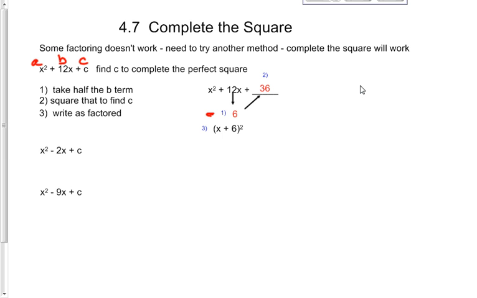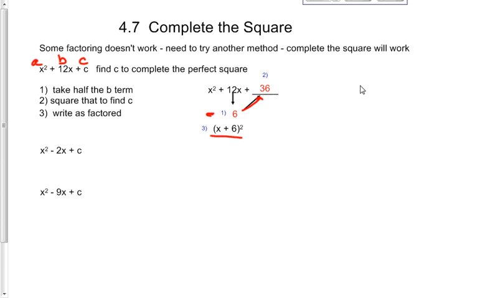Part 2, square that term, that will find our c number. So 6 squared is 36. I take that squared number and I fill in the blank. That will then create my c value. Now once I have my c value filled in, I actually have a trinomial that will factor. X squared plus 12x plus 36 is now a perfect square trinomial, which can be factored into just one quantity, x plus 6 squared. Okay, so that's our goal. We want to be able to write it as one quantity squared.